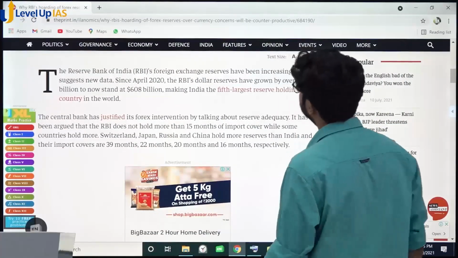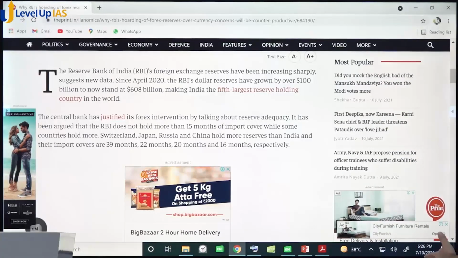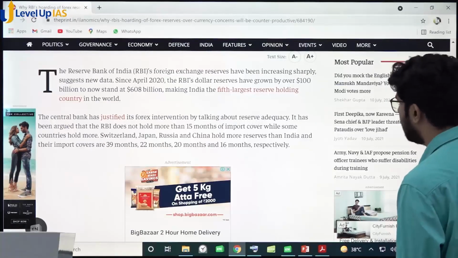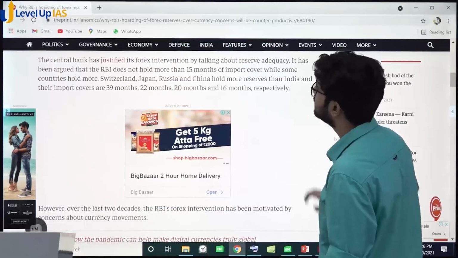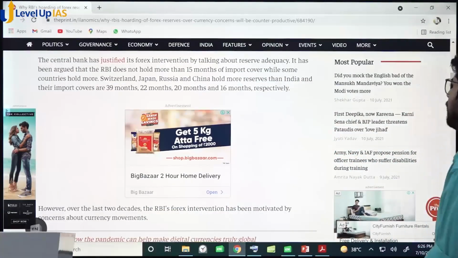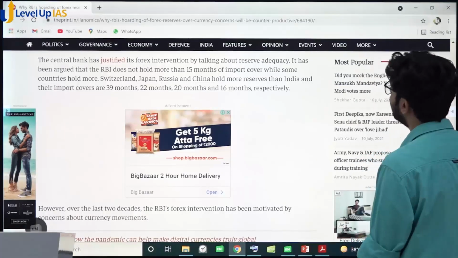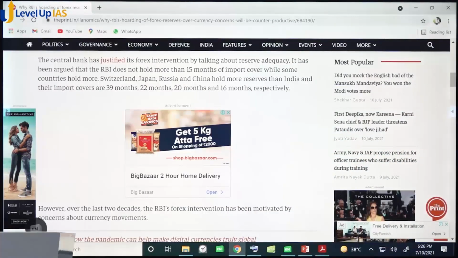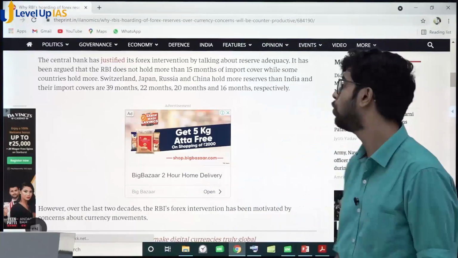The Reserve Bank of India's foreign exchange reserves have been increasing sharply, suggests new data. Since April 2020, the RBI dollar reserves have grown by over 100 billion to now 608 billion, making India the fifth largest reserve holding country in the world. The central bank has justified its forex intervention by talking about reserve adequacy. It has been argued that the RBI does not hold more than 15 months of import cover. Do we know what is import cover here? I hope we understand what is import cover.